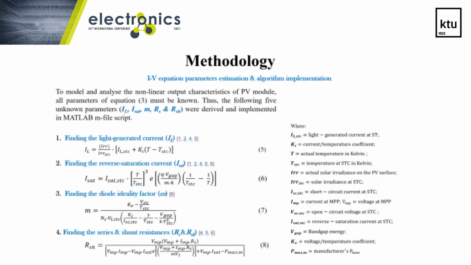Now, the methodology. The methodology for this research study was categorized into 2. 1, the IV equation parameters were derived. Secondly, the derived parameters were implemented in the MATLAB M-file script in order to test the proposed algorithm. As you can see, the 5 unknown parameters, which are the light generated current, the reverse saturation current, the diode ideality factor, the series and shunt resistances of the PV modules, were derived using equations 5 to 8.